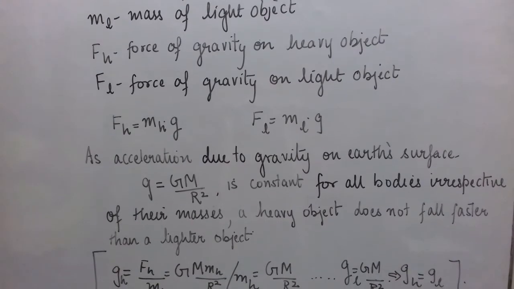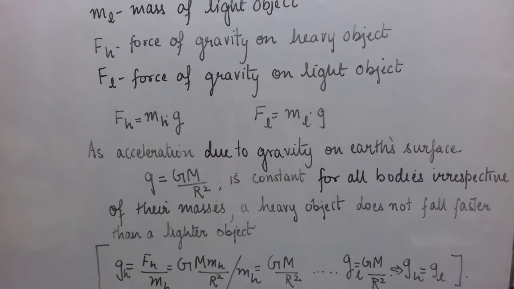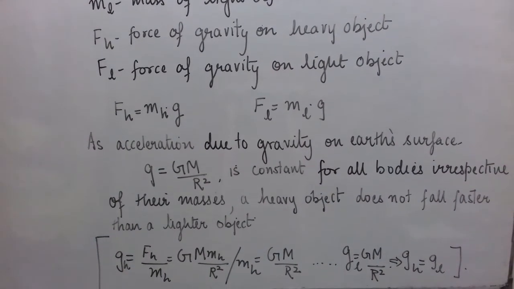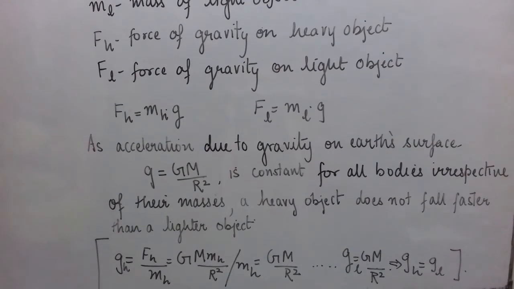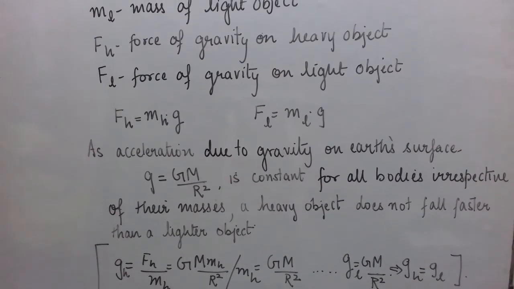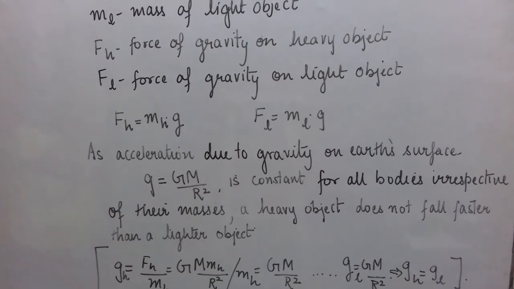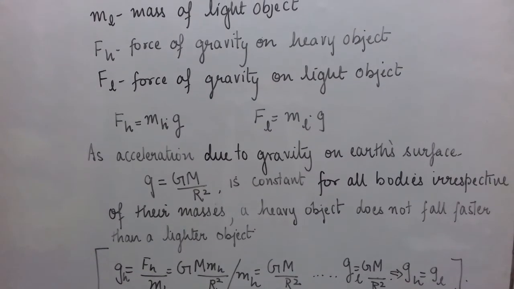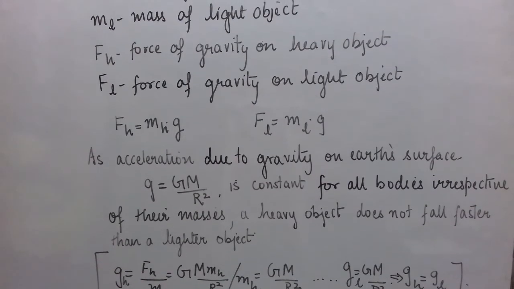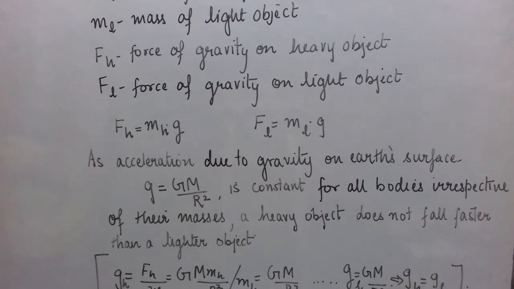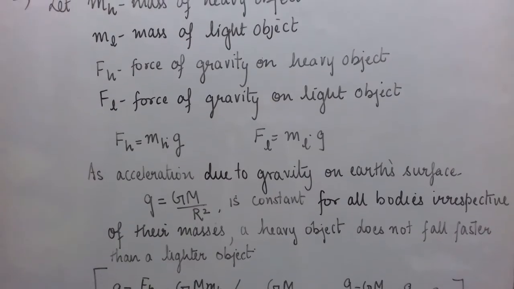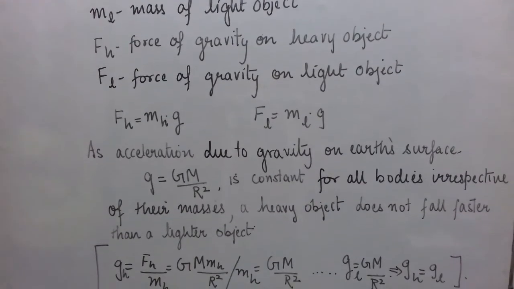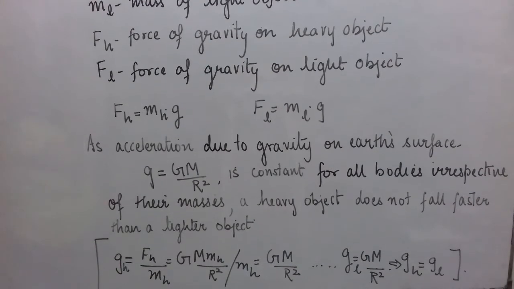So two bodies, even if their masses are different, are going to fall together. No heavy body is going to fall faster. Okay, so here we have the explanation for why a heavy object does not fall faster than a lighter object. Basically, in short, the acceleration due to gravity for the two bodies is the same irrespective of their masses.